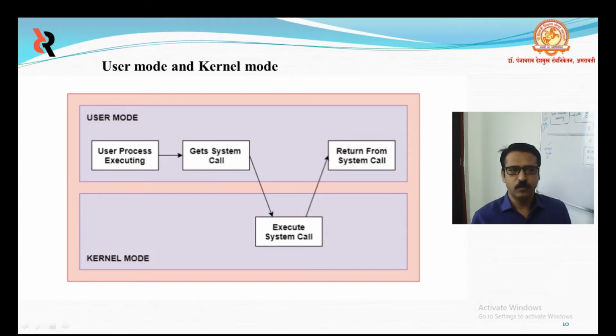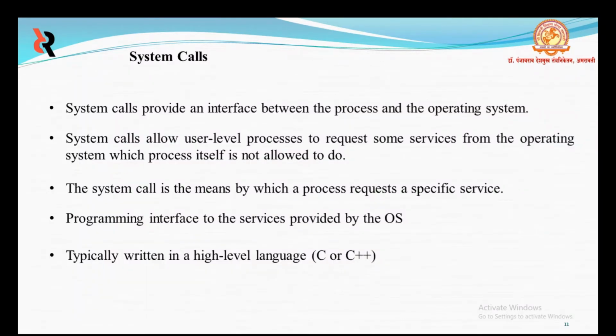So let us see what a system call is, the basic concepts of system calls, and types of system calls. A system call is just like a user instruction, like a command. Let us see the concept of system call. In computing, a system call is the programmatic way in which a computer program requests a service from the kernel of the operating system it is executed on. A system call is a way for programs to interact with the operating system.